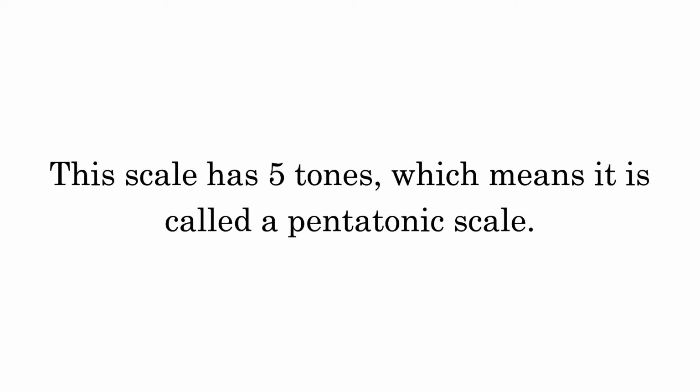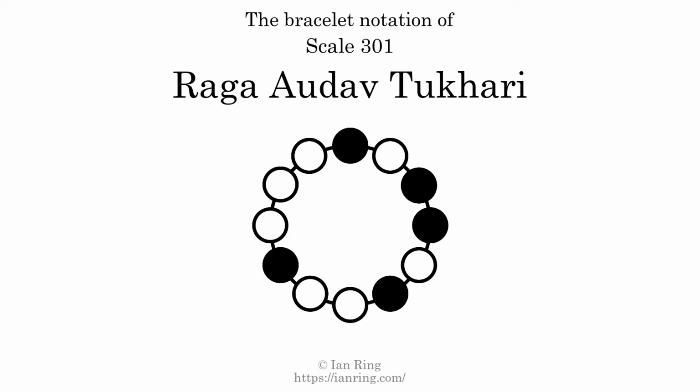This scale has 5 tones, which means it is called a pentatonic scale. This is a bracelet notation diagram of scale 301. The shaded circles represent tones that appear in the scale, and they are read clockwise, starting at the top.